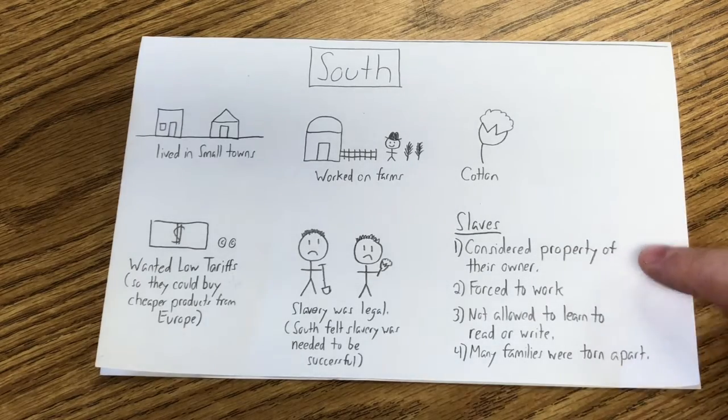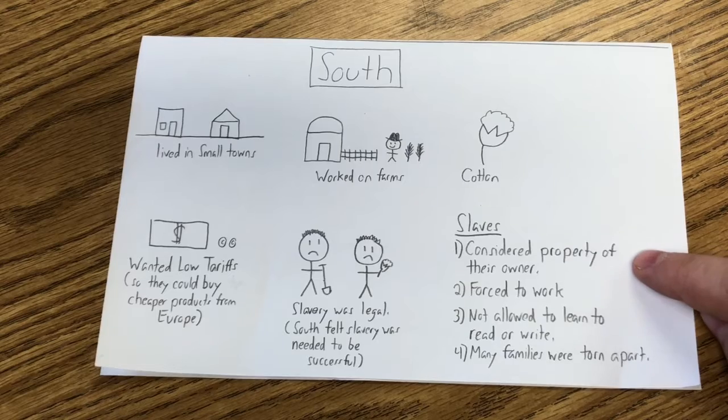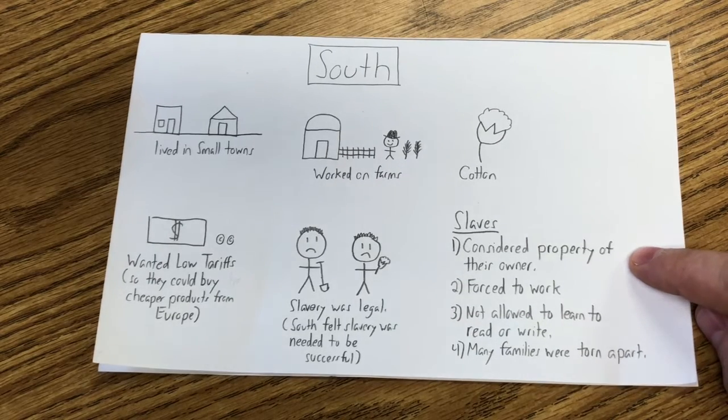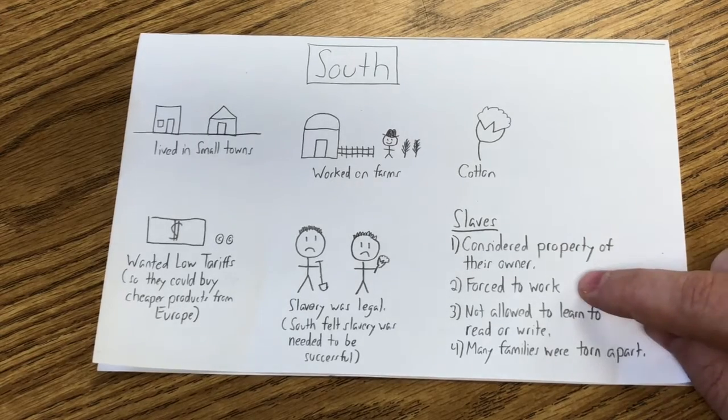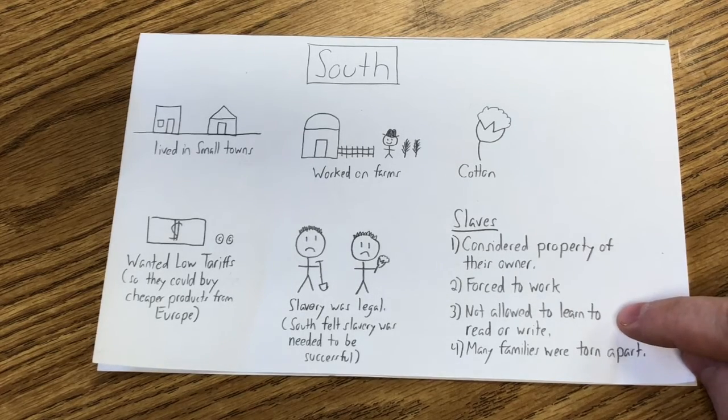And so here are 4 points about slaves that you're going to read about. Okay, number one, slaves were considered property of their owner. They were owned by that person, so that person got to make every decision about them. Number two, they were forced to work, okay, however much their owner wanted them to. If their owner did want to give them a day off or certain times off, they could, but they didn't have to, okay?